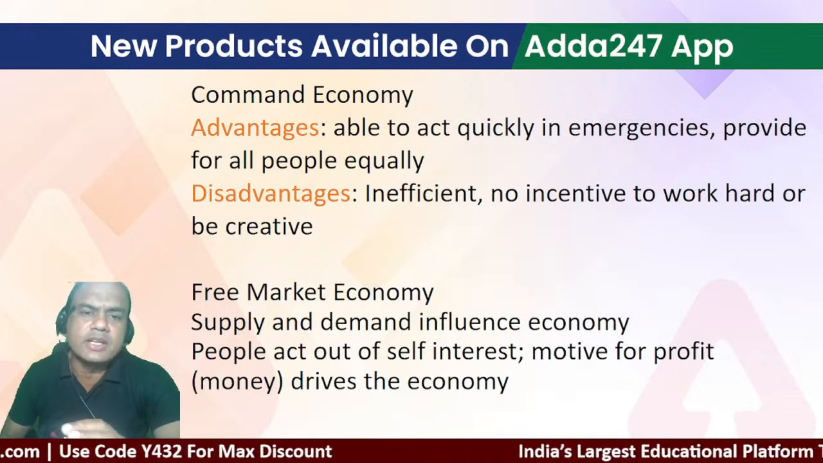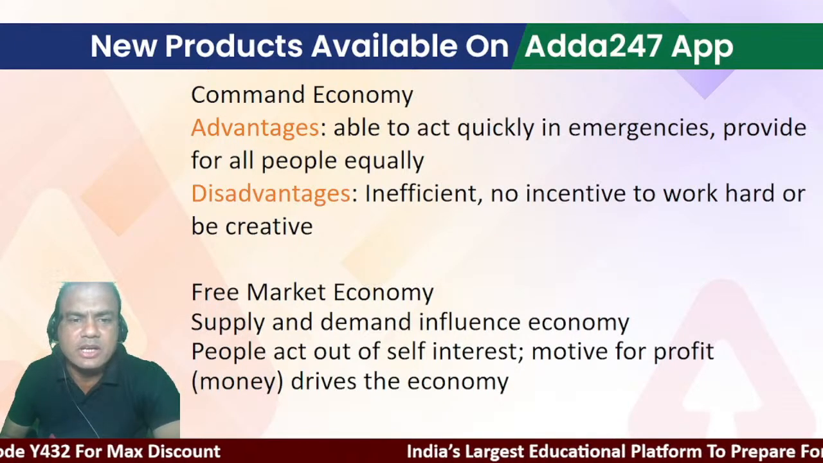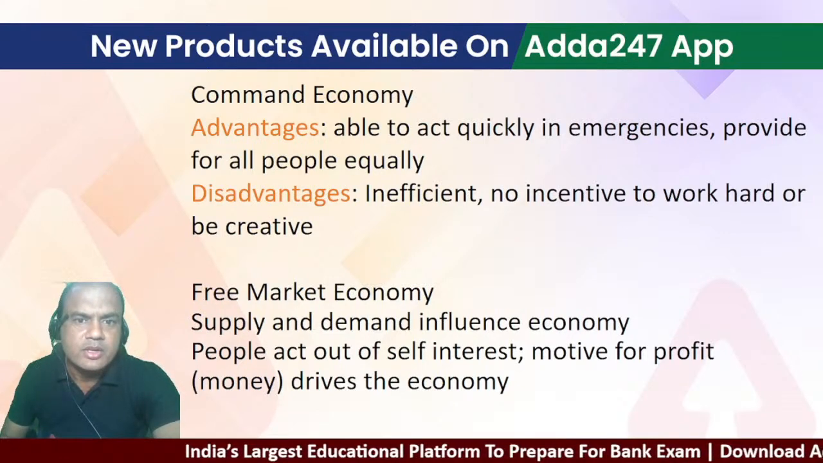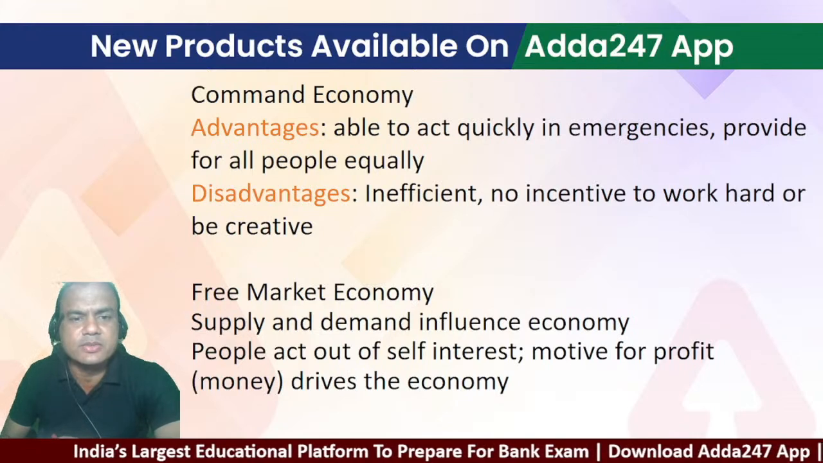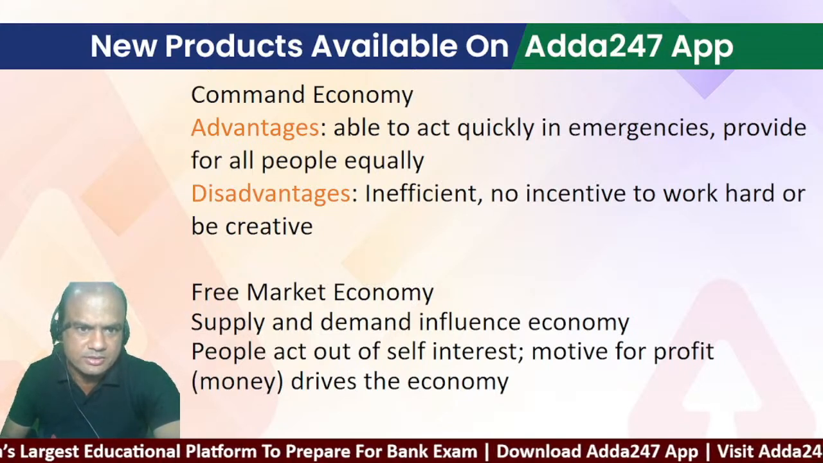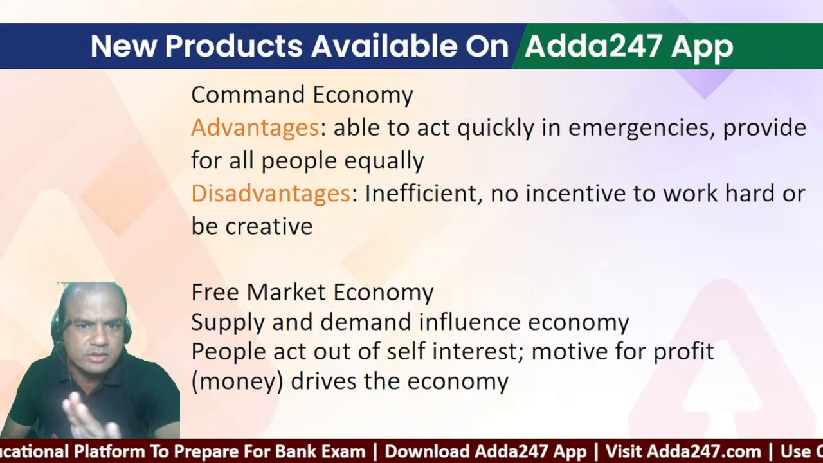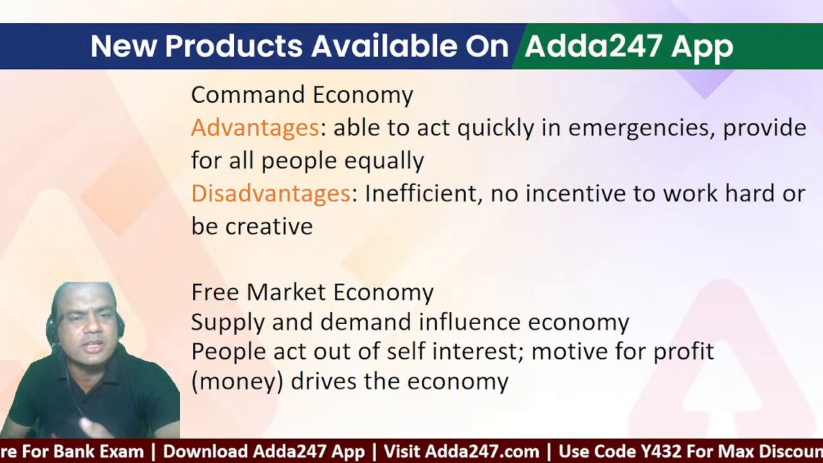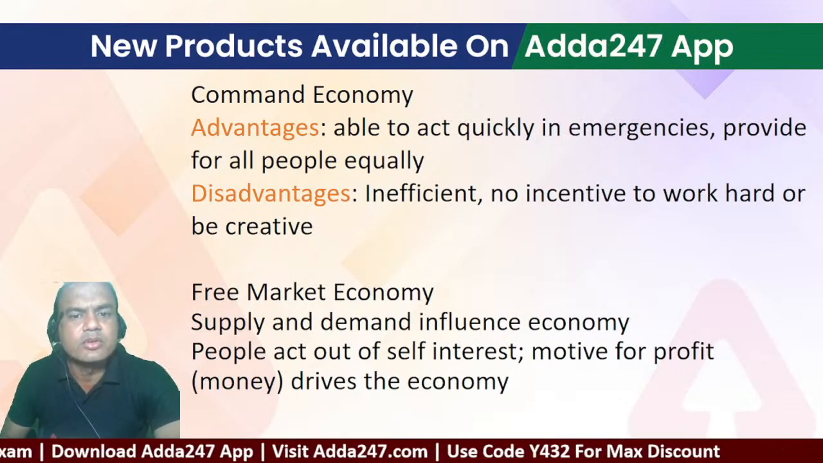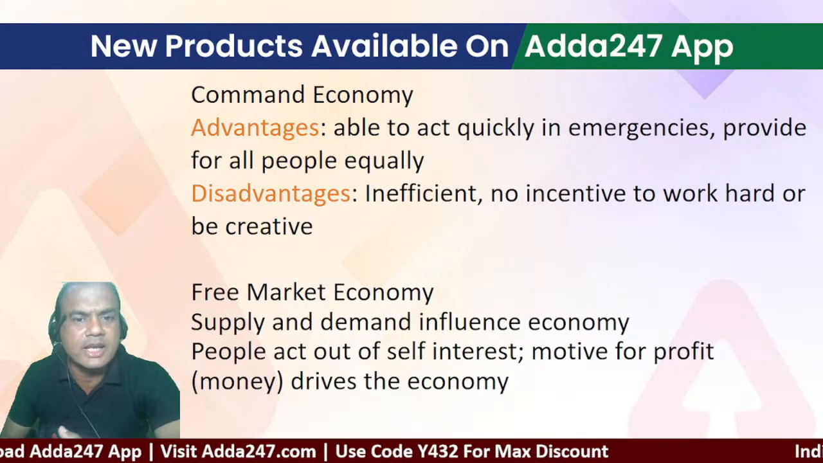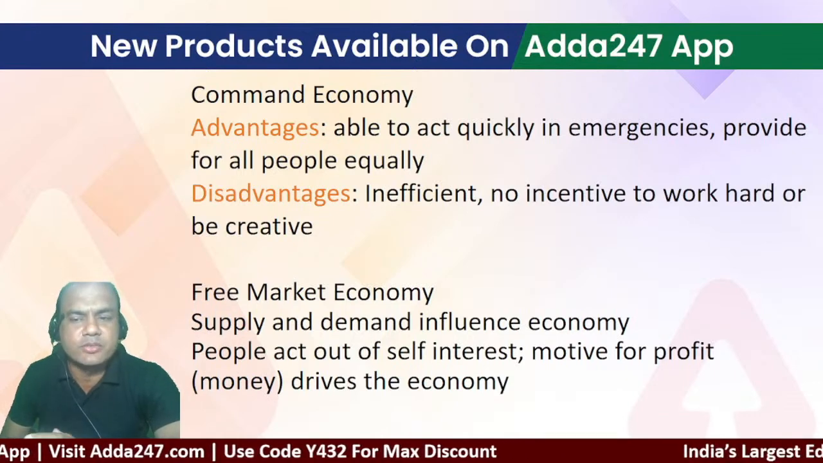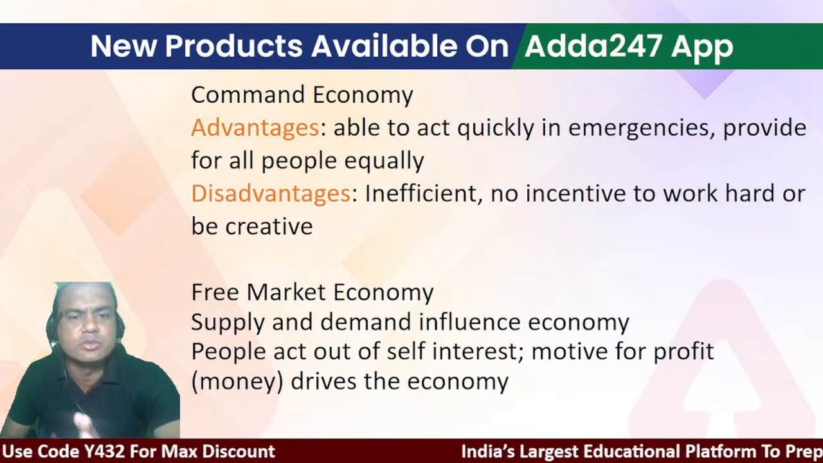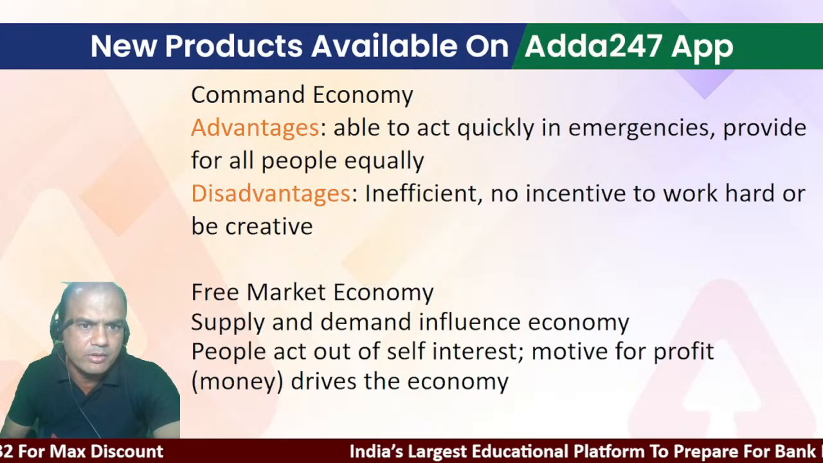So everything is controlled by the government. You can't start your own business, not even a proprietorship firm. It's that simple. So what are the advantages and disadvantages of this? Basically there are many disadvantages, but there are certain advantages also. What are those? It is able to act quickly in an emergency, because everything is in the hands of the government. The government will be able to act quickly because it has the machinery. It provides everything for all the people equally, because the basic purpose of government is to provide equally to all the population.